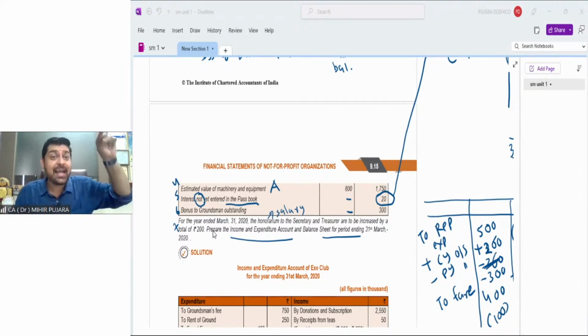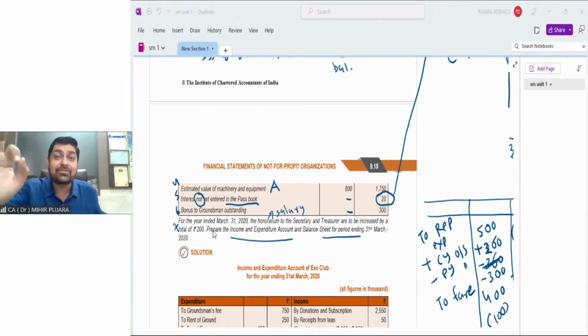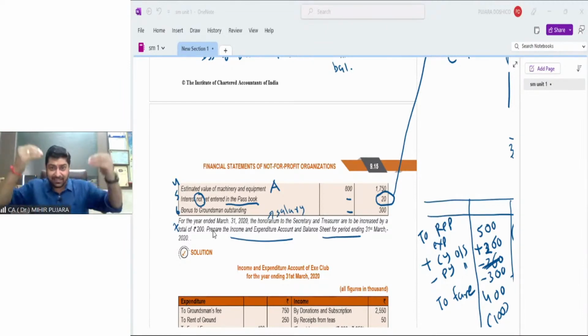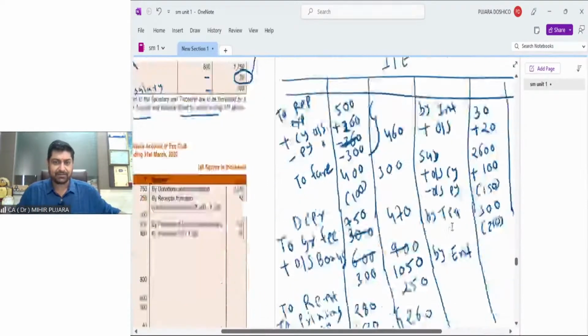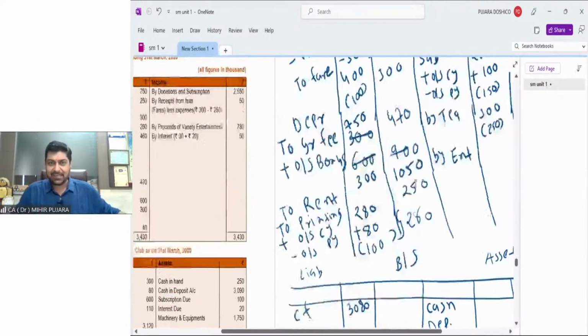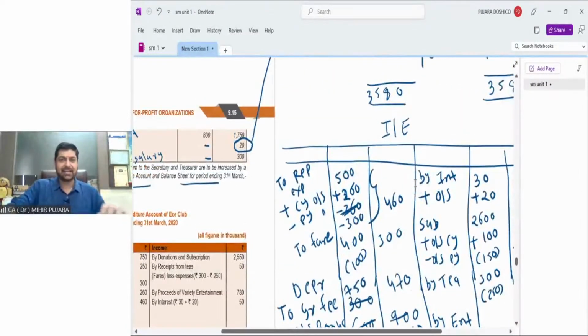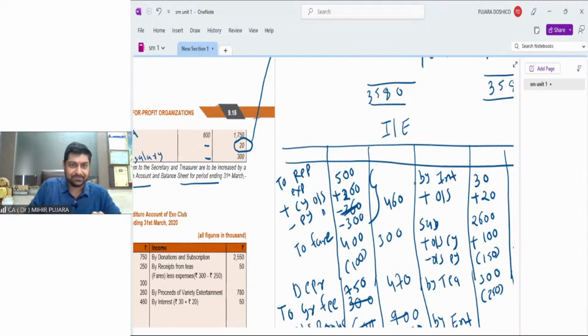Now it is in adjustment. Matlab it is outstanding. 600 salary is outstanding, to be paid, because it is in adjustment. So what are we supposed to do now, friend? I don't have space here, so I'm writing above. Okay, I'm just writing here. It's a small thing.